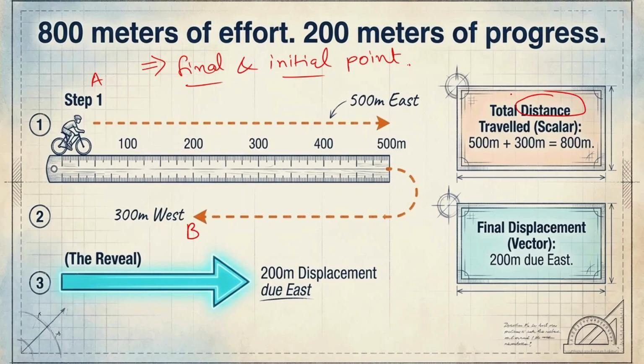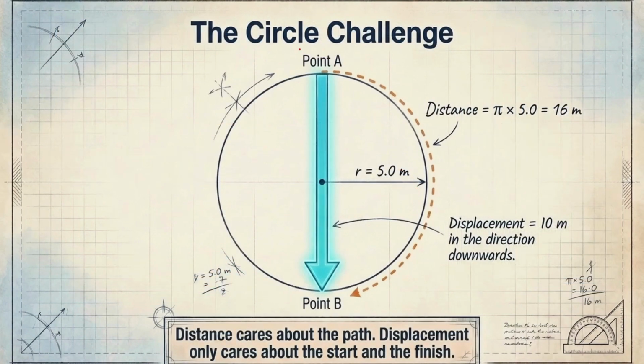I hope your concept of distance and displacement is clear. Let's take another example of the circle. Now, if a person is at this point, now it travels along this way and reaches point B.